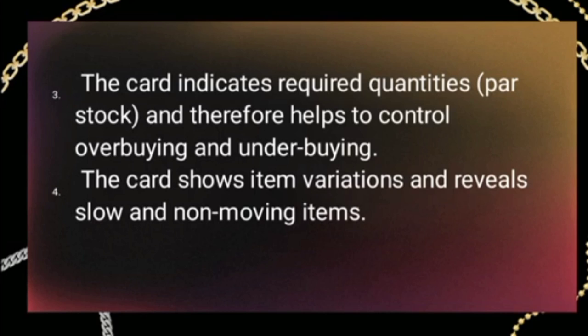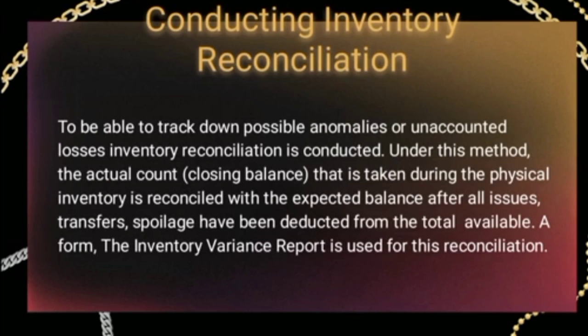The card indicates required quantities or par stock and therefore helps to control overbuying and underbuying. Fourth, the card shows item variations and revolves slow and non-moving items. Next is conducting inventory reconciliation. To be able to track down possible anomalies or unaccounted losses, inventory reconciliation is conducted.